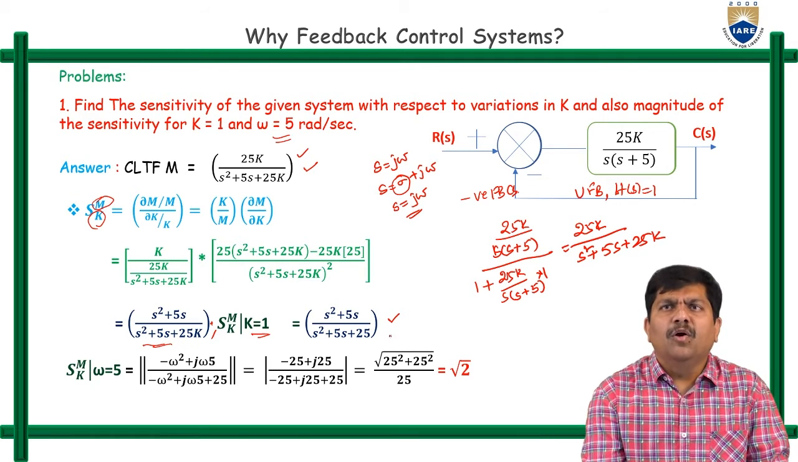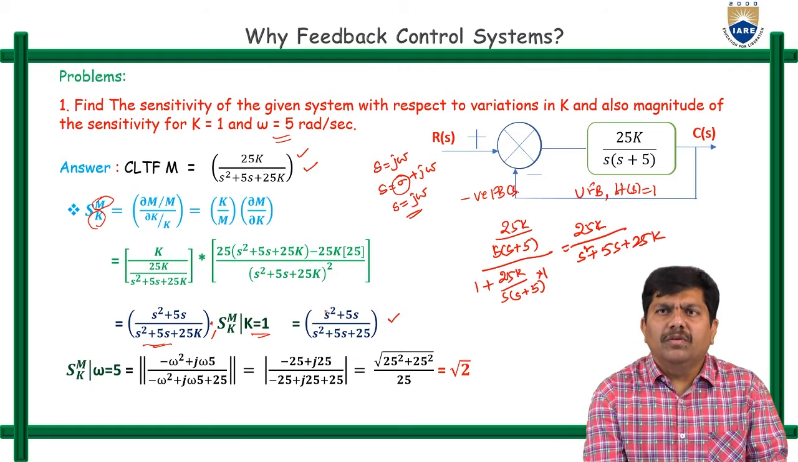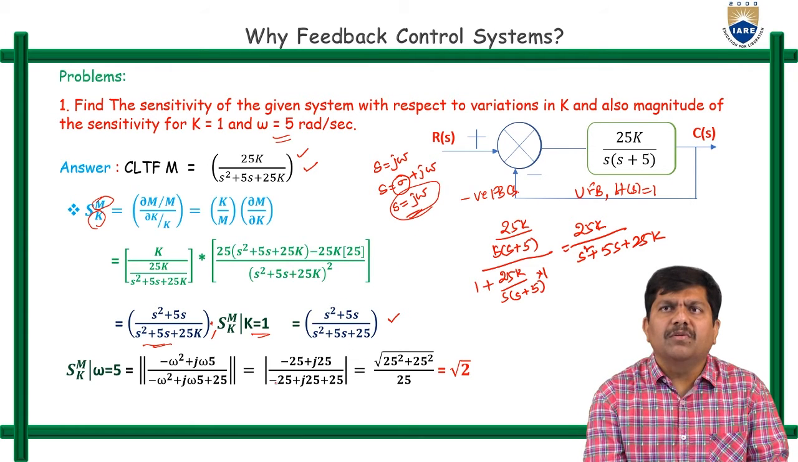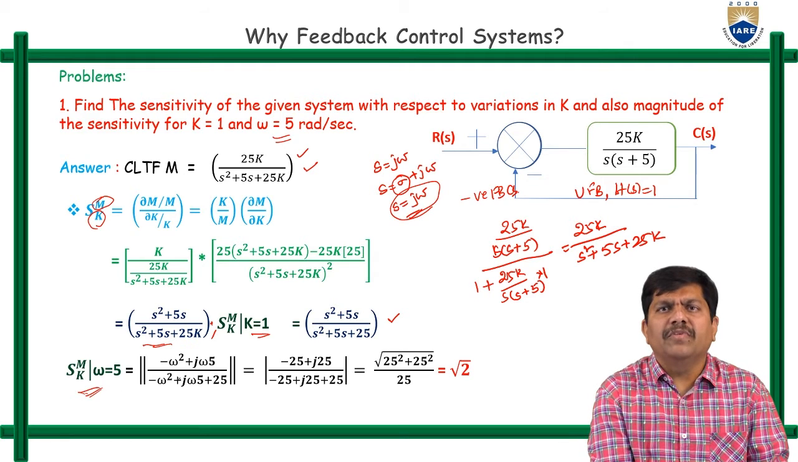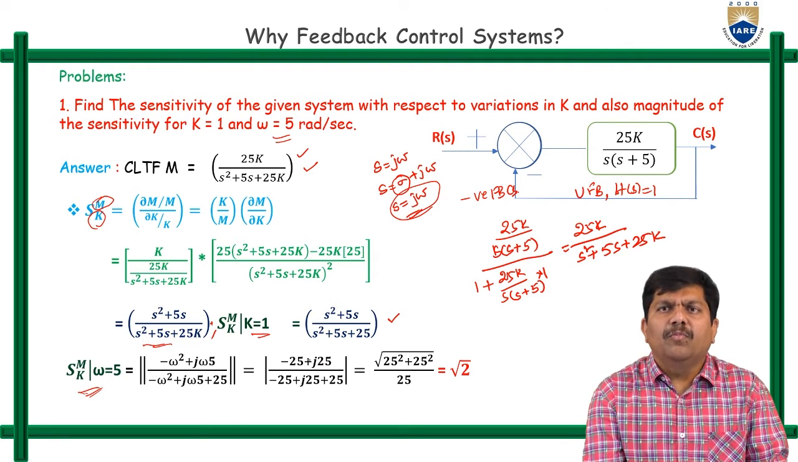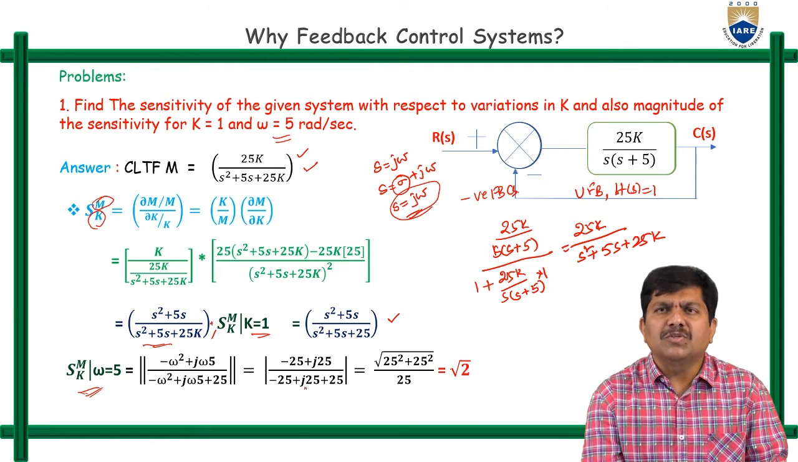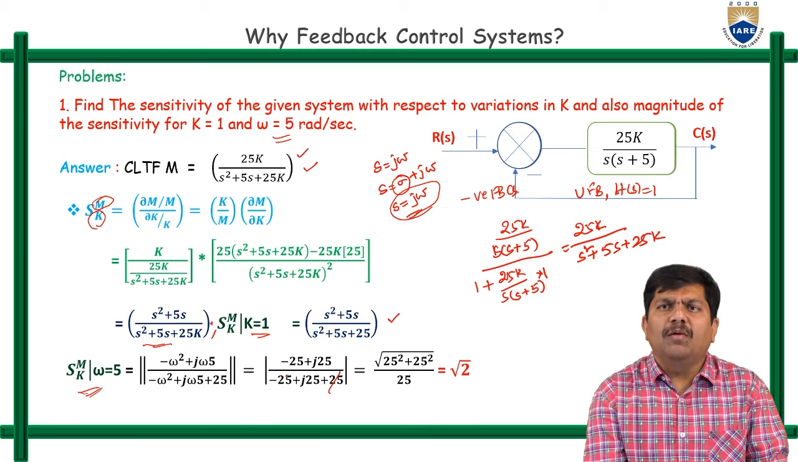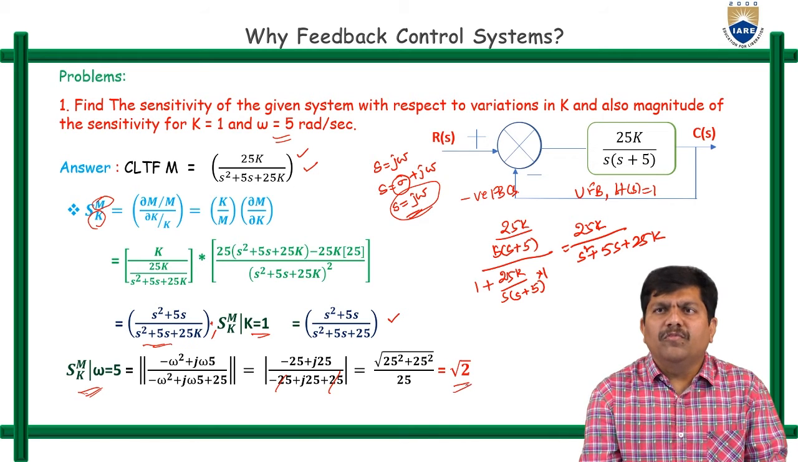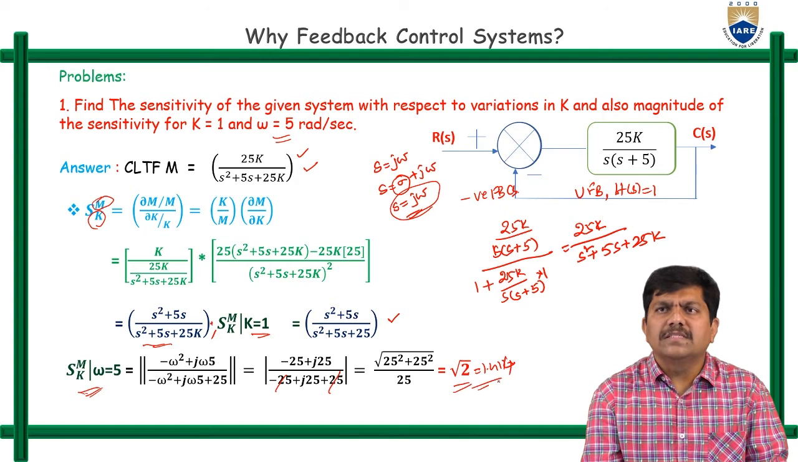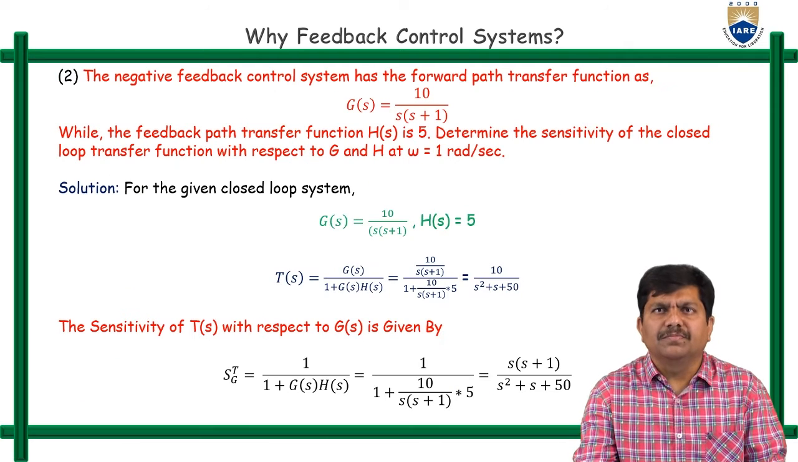Next, he has given omega is equal to 5 radians per second. So now in place of S, let us substitute S is equal to j omega. So j omega whole square plus 5 into j omega, divided by the whole thing. Here we require only the real value. So that gives minus 25 plus j 25 divided by minus 25 plus j 25 plus 25. You can cancel the common terms, and finally we get the sensitivity as root 2, that is 1.414. So this is the sensitivity at omega is equal to 5 radians per second. This is the way we calculate the sensitivity of any given system.